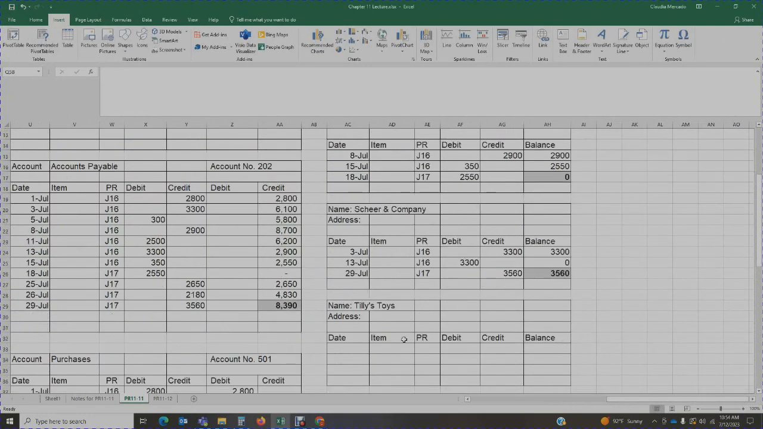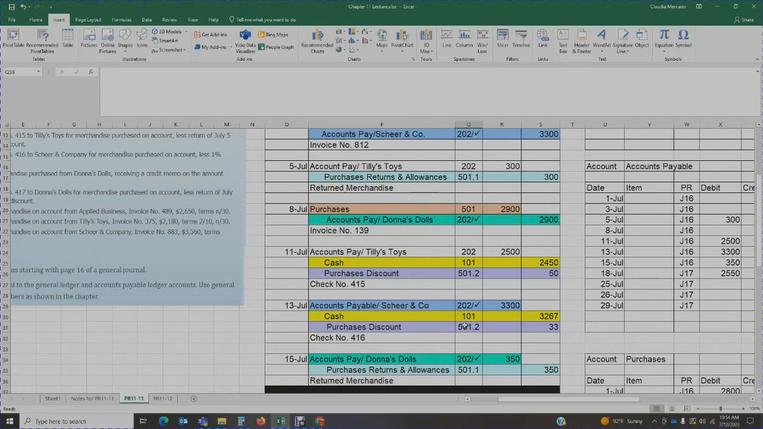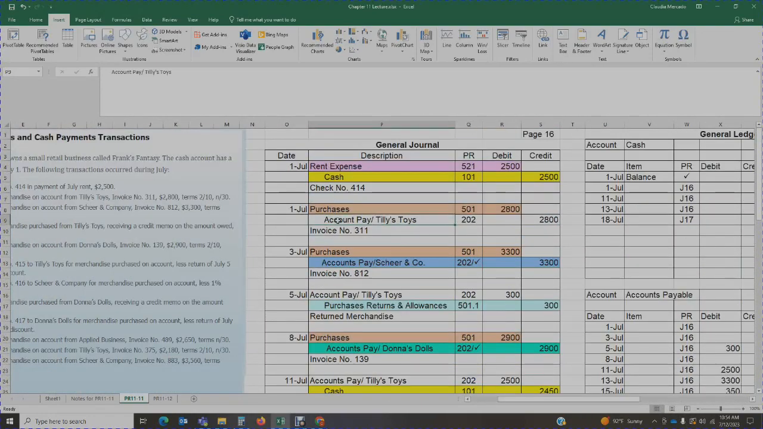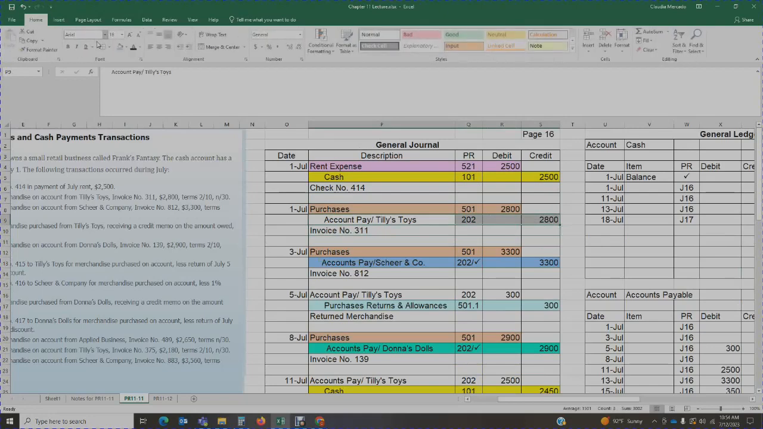Now, last but not least, we've got Tilly's Toys. We're going to locate Tilly's Toys. Anything in accounts payable for Tilly's Toys.